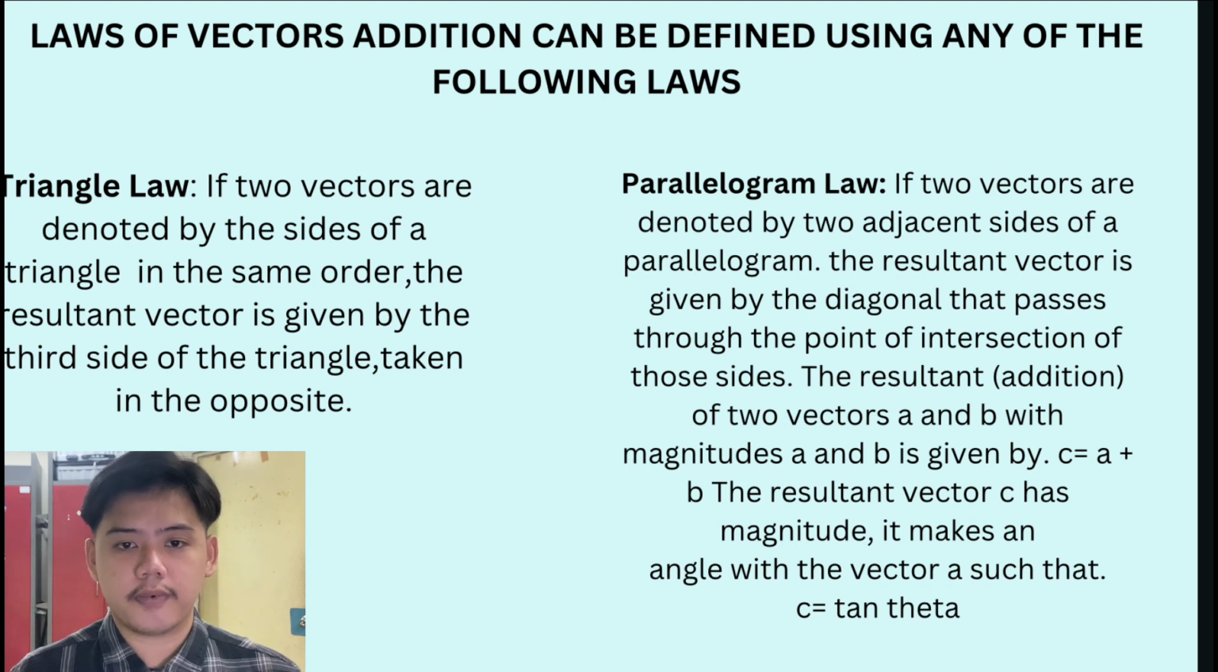The second one is the parallelogram law. If two vectors are denoted by two adjacent sides of a parallelogram, the resultant vector is given by the diagonal that passes through the point of intersection of those sides. The resultant addition of two vectors A and B with magnitudes A and B is given by C equals A plus B. The resultant vector C has a magnitude, and it makes an angle with the vector such that tan theta equals C.